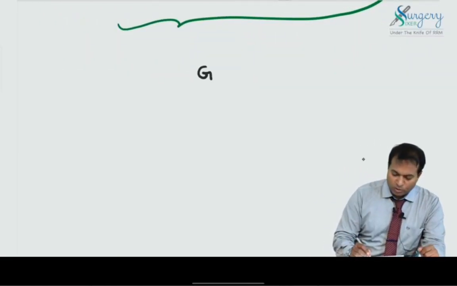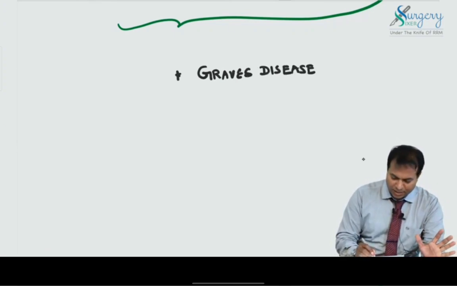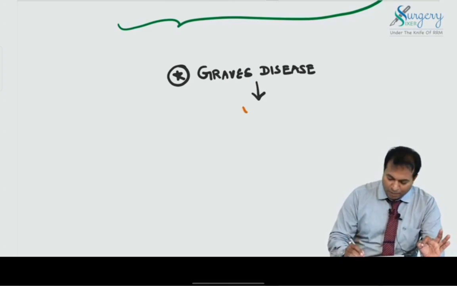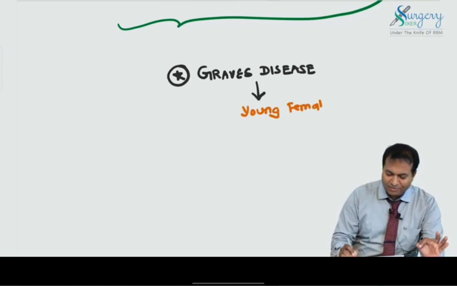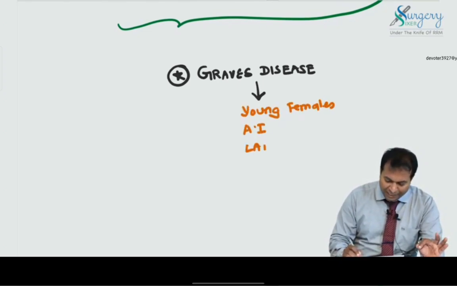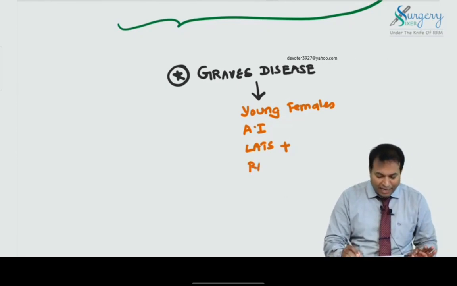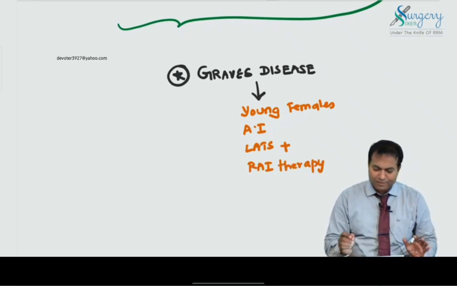So this is about Graves' disease. What are the other causes of toxicosis? So far I have discussed Graves' disease. The catch points in Graves' disease are: it is common in young females. It is autoimmune. Long-acting thyroid stimulator is present. Radioactive iodine therapy is the treatment of choice for Graves' disease. All these are basic things about Graves'.